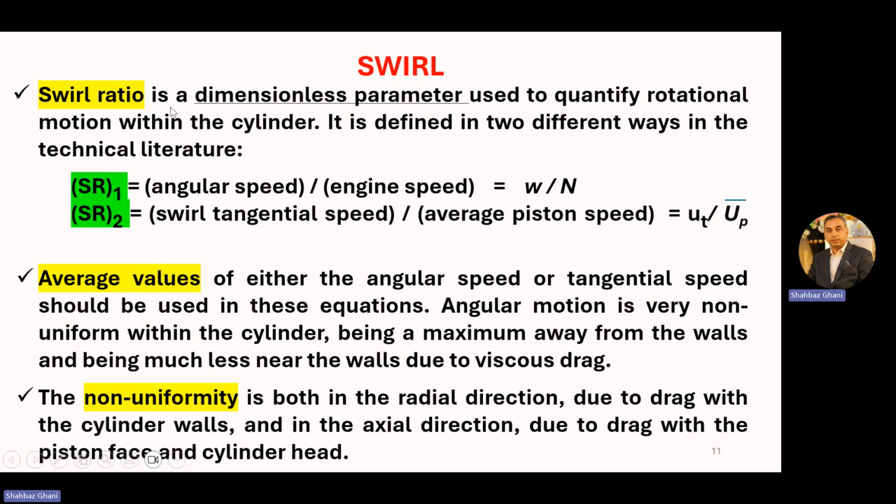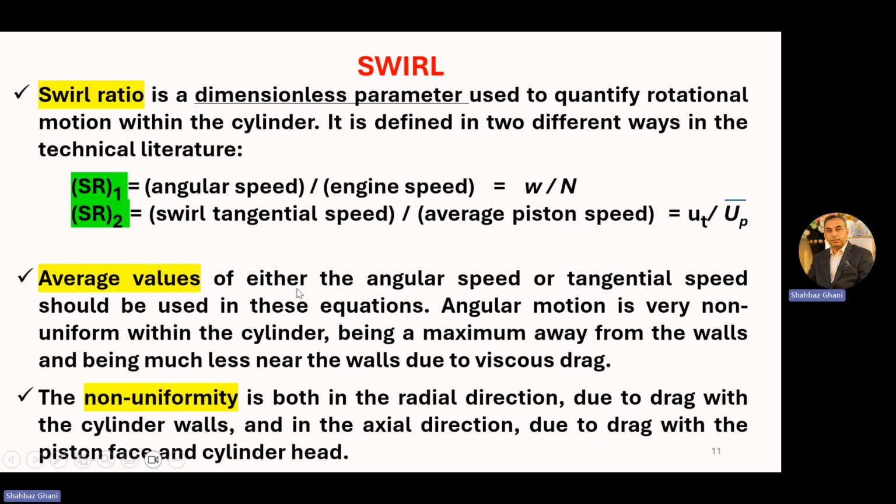Now, swirl ratio is a dimensionless parameter used to quantify rotational motion within the cylinder. It is defined in two different ways in the technical literature. One, swirl ratio is the angular speed divided by the engine speed. Number two, swirl ratio is the swirl tangential speed divided by average piston speed, UT divided by UP bar.